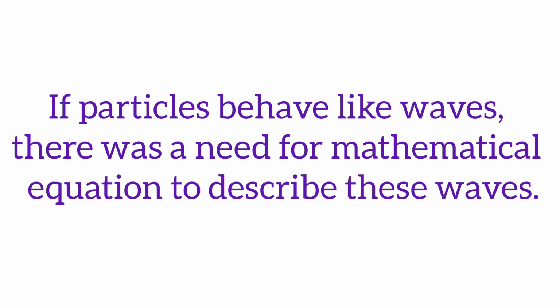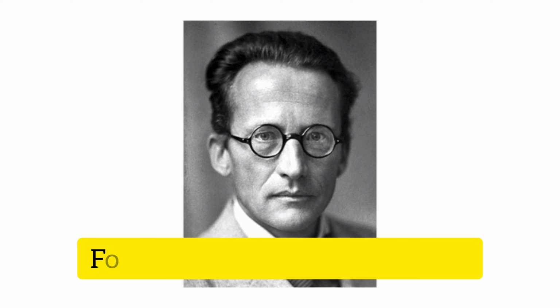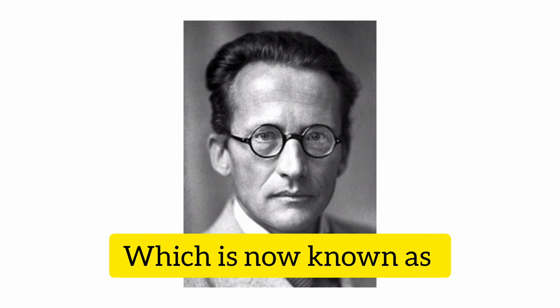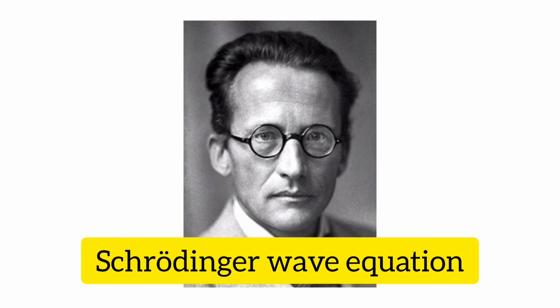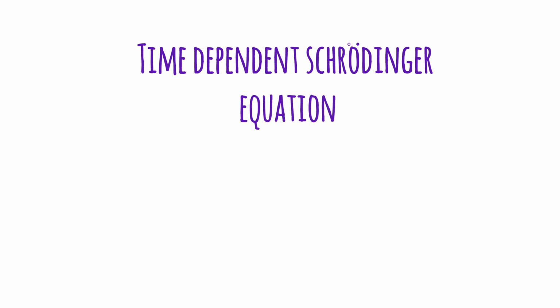If particles behave like a wave, there was a need for a mathematical equation to describe these waves. In 1926, Erwin Schrödinger formulated the wave equation, which is now known as the Schrödinger wave equation. The Schrödinger equation is a fundamental equation in quantum mechanics, which has two main forms: the time-dependent Schrödinger equation and the time-independent Schrödinger equation.